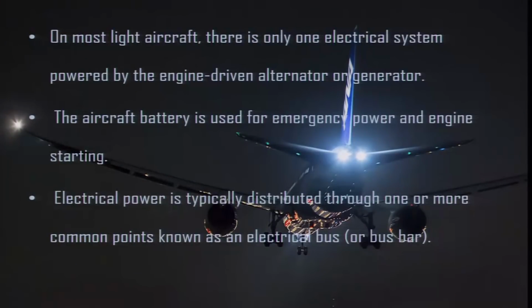On most light aircraft, there is only one electrical system powered by the engine driven alternator or generator. The aircraft battery is used for emergency power and engine starting. Electrical power is distributed through one or more common points known as an electrical bus or bus bar.